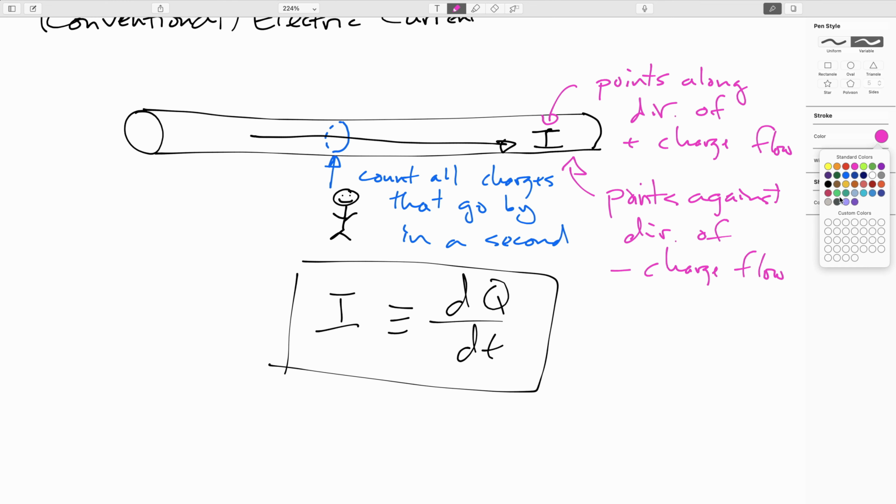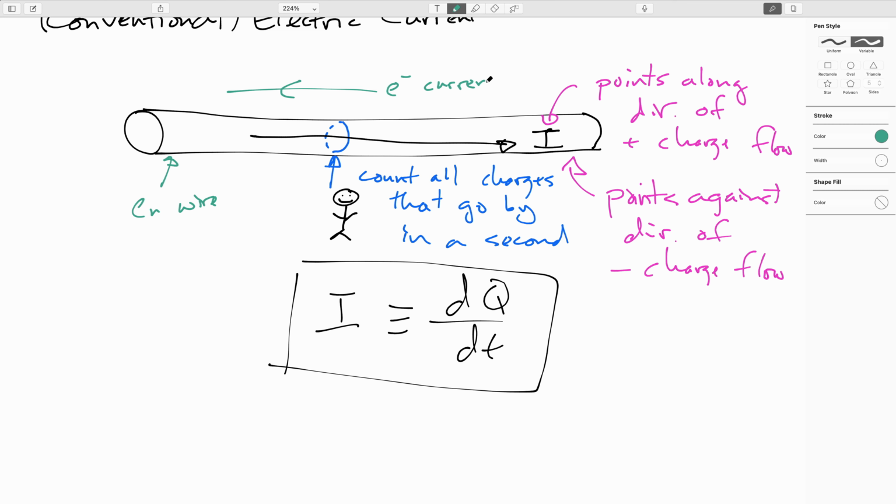So in a lot of practical situations, the charge carriers will be electrons. So if, say, this were a copper wire here, then the actual charge carriers would be negatively charged electrons. And we would say that we have an electron current that points to the left, but we would still say that that is a conventional current pointing to the right.